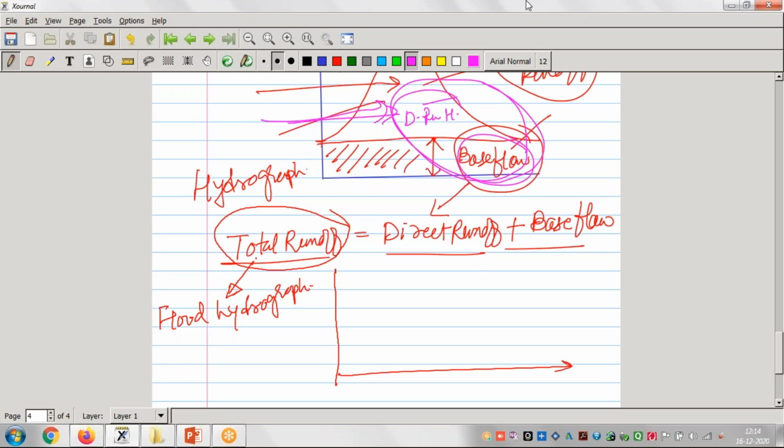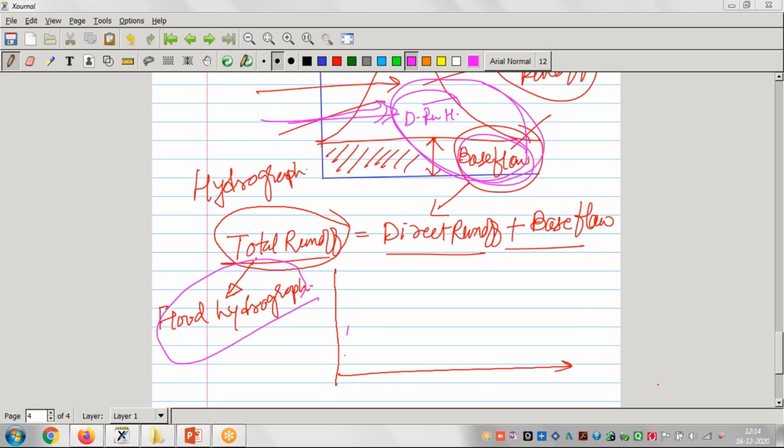Is this okay? My point is okay. See, this hydrograph is prepared because of base flow and direct runoff. And direct runoff plus base flow is nothing but total runoff, and this hydrograph is generated because of the total runoff. That's why it will be called the flood hydrograph, right? So the hydrograph which represents the total runoff is called the flood hydrograph.